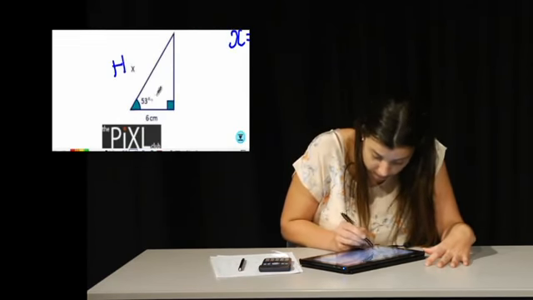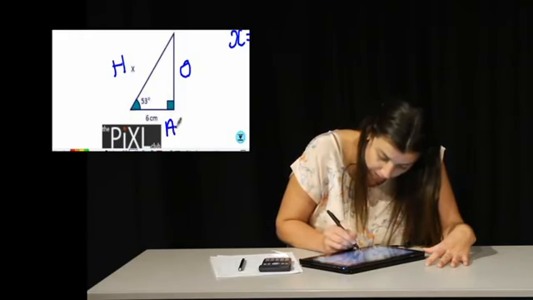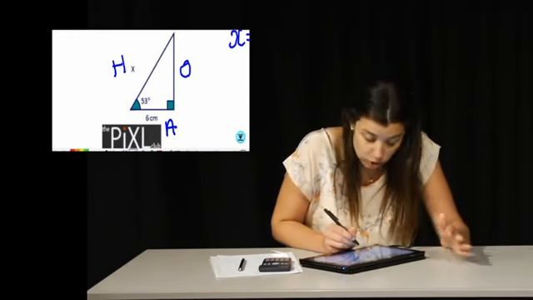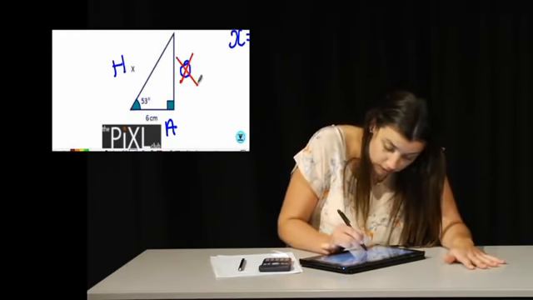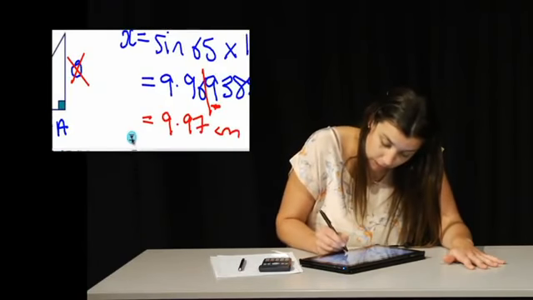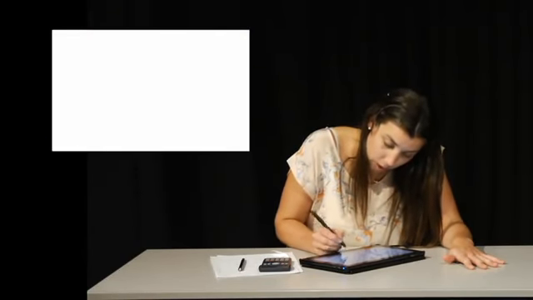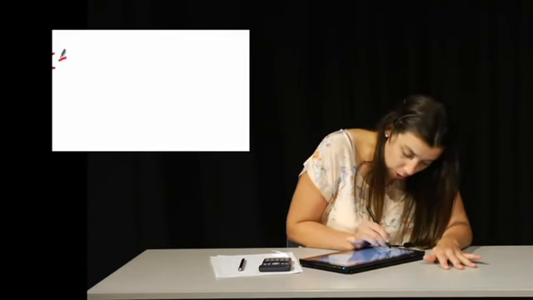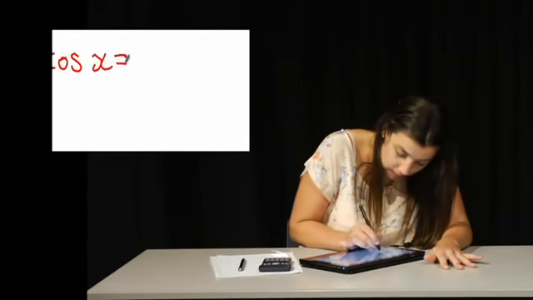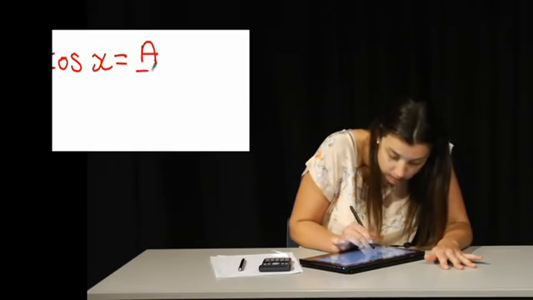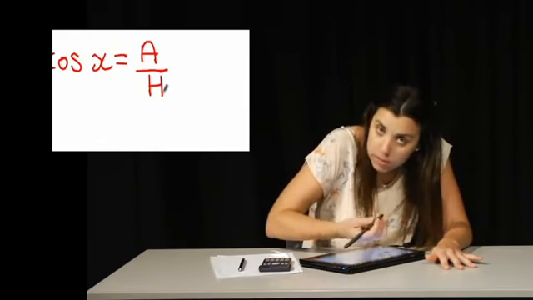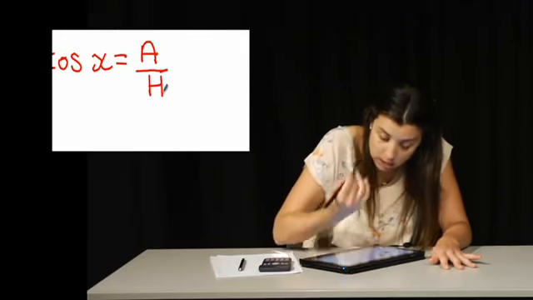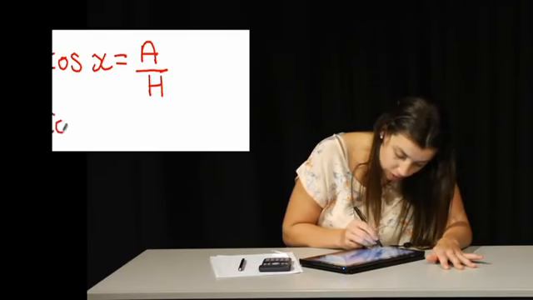Next question. Again, we're going to label our sides. We've got our hypotenuse here, we've got our opposite here, and we have our adjacent here. Which side are we not using? It's the opposite. Cross out the opposite. Now, we've got to think about our SOHCAHTOA, and we've got A and H. So we're going to be using cos. Let's write it out. Cos x equals A divided by H.